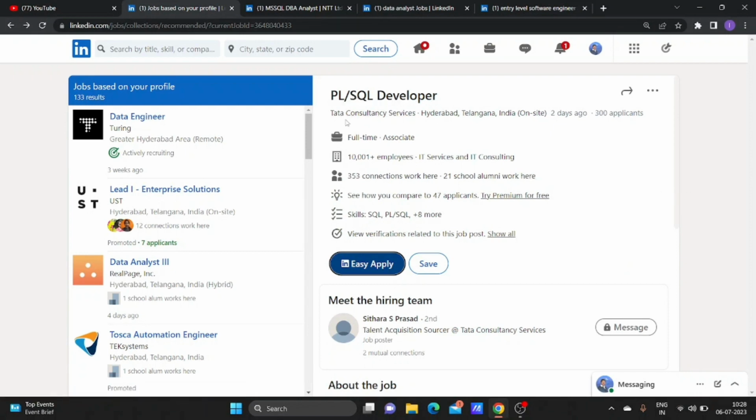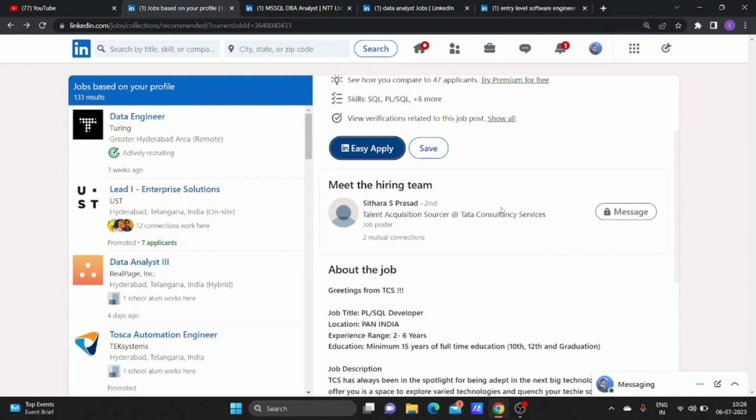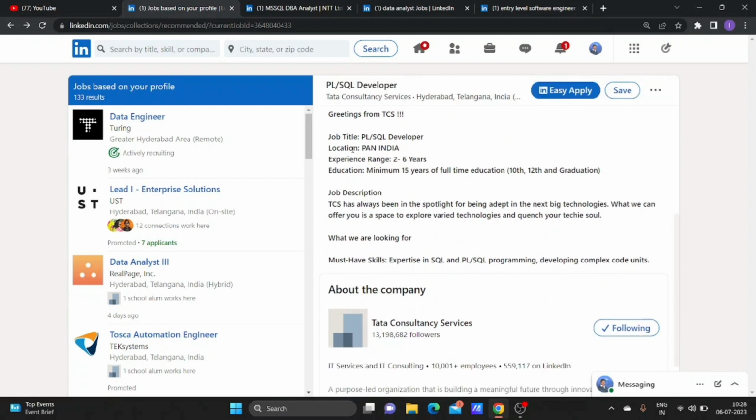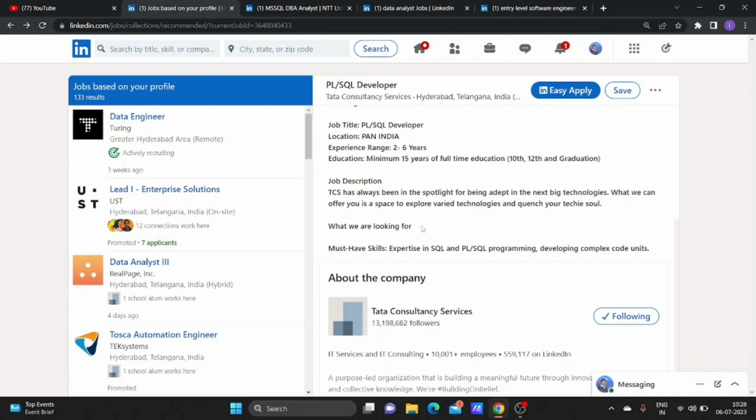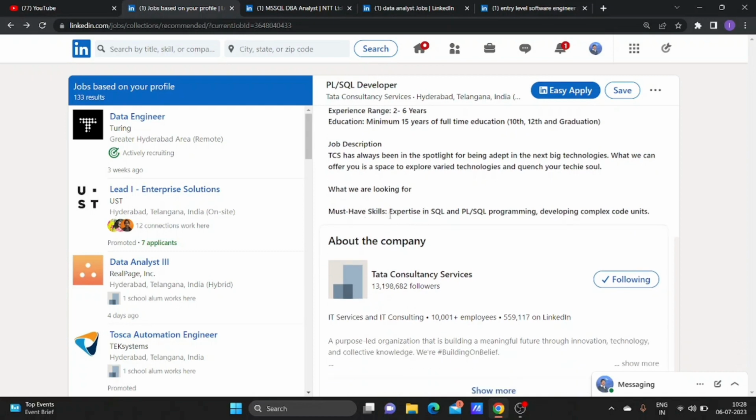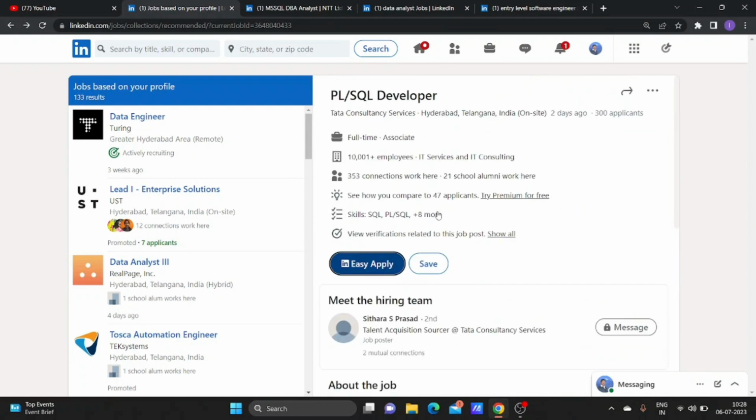PLSQL developer. The company is TCS. The job was uploaded to LinkedIn only 2 days ago. The location is Pan India, and the experience range is 2 to 6 years. A minimum of 15 years of full-time education is required, including 10th, 12th and graduation. We are looking for must-have skills like expertise in SQL and PLSQL programming and developing complex code units. If you are interested, then click on this easy apply button.